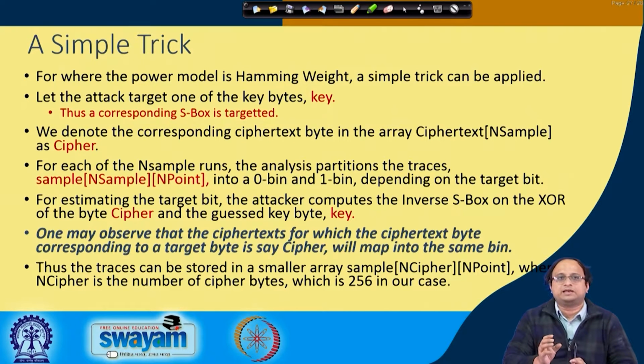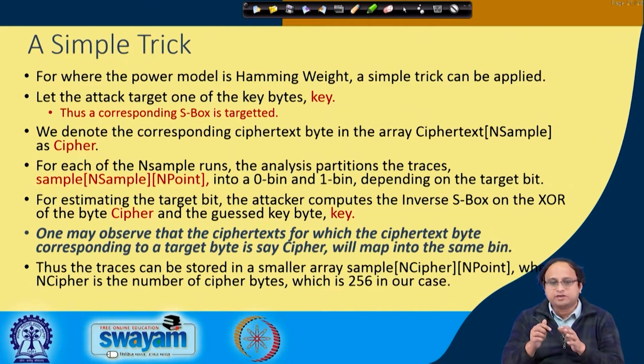But note a point: the ciphertext byte corresponding to a target byte, which is cipher, will always map into the same bin. What I mean to say is that if you consider AES, there are 16 bytes in the cipher. Imagine the 0th byte, for example. If the 0th byte is a constant, irrespective of the value of the remaining 15 bytes, that power trace will go to either the 0 bin or the 1 bin.